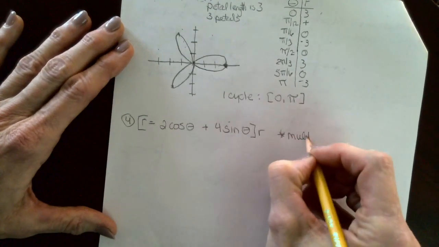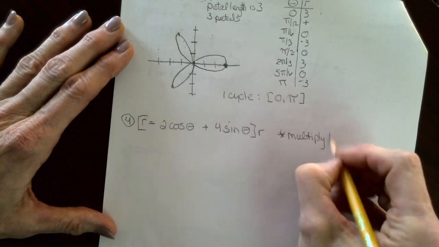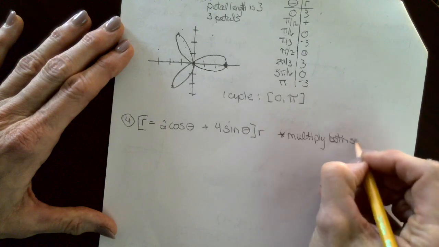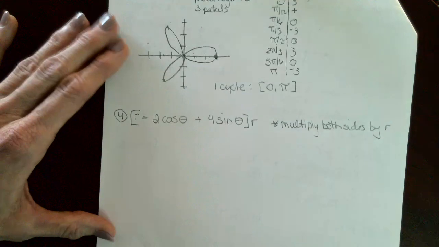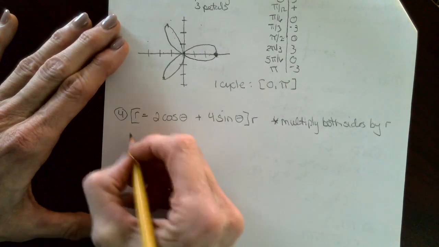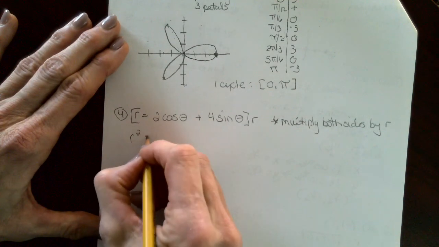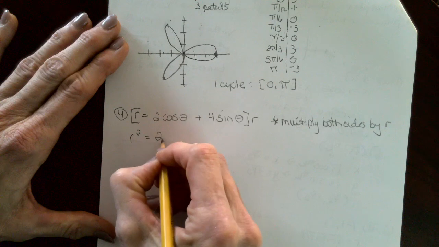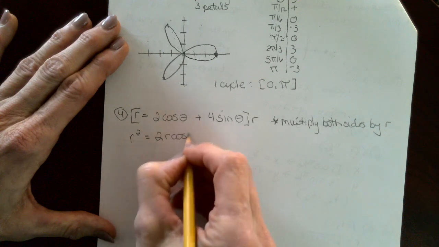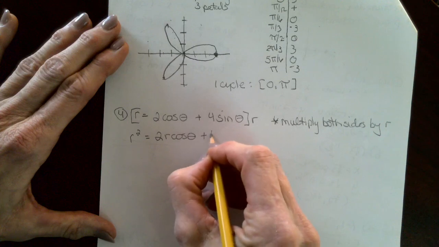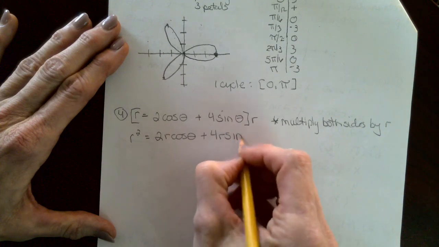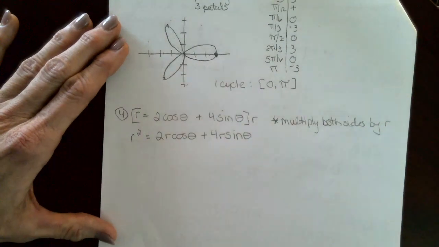Multiply both sides by r. All right, when we do that, we get what? r squared is equal to 2r cosine theta plus 4r sine theta. So far, so good?